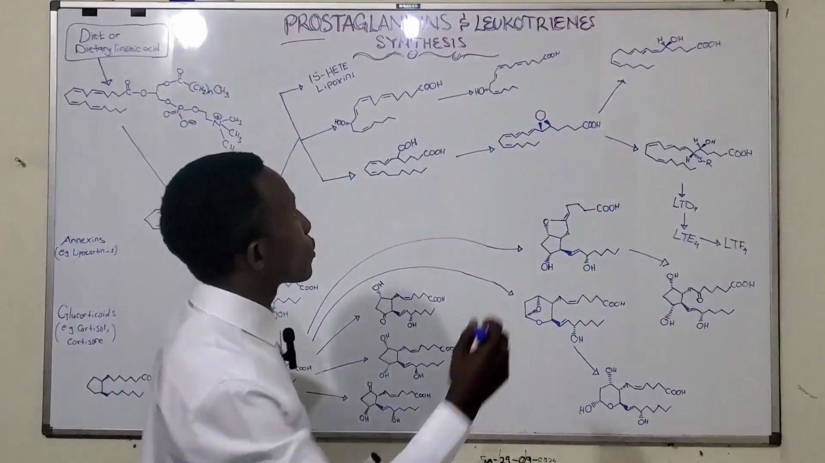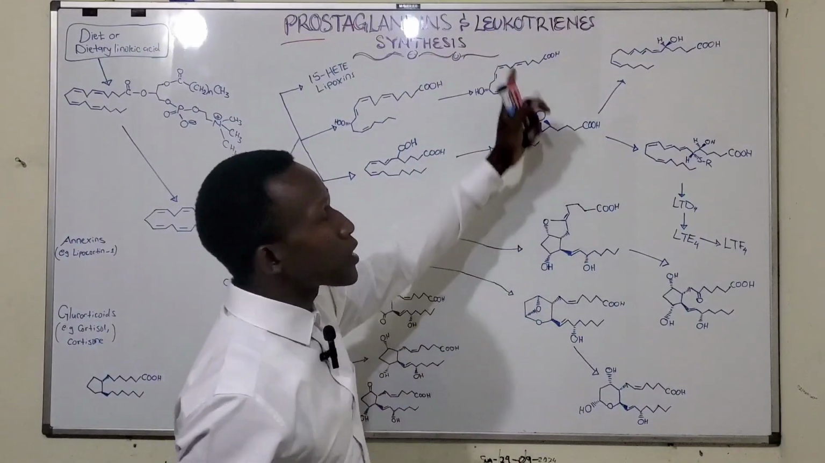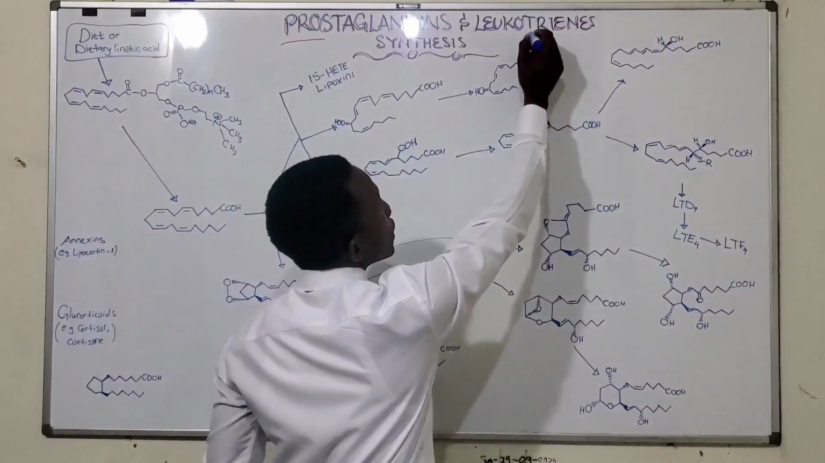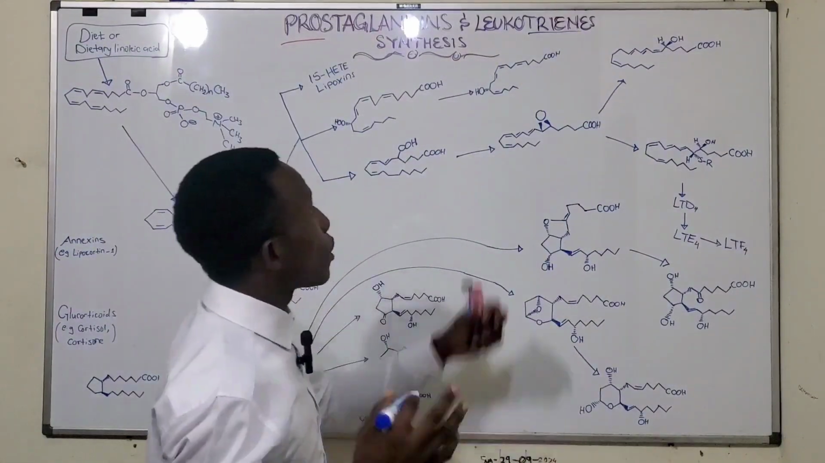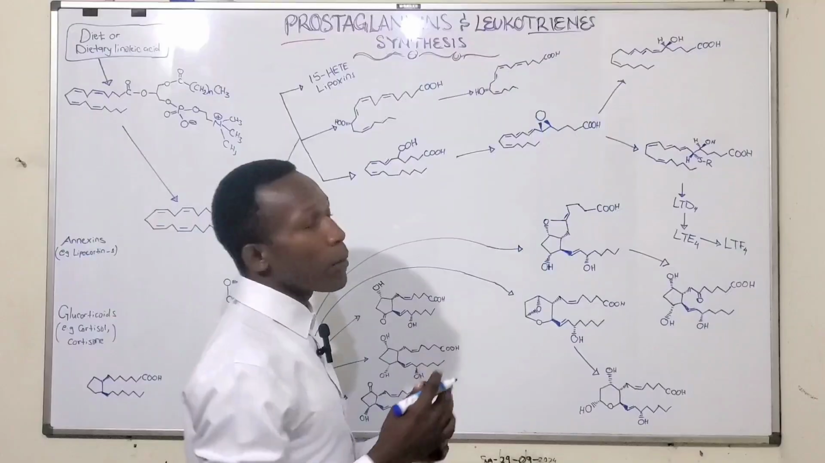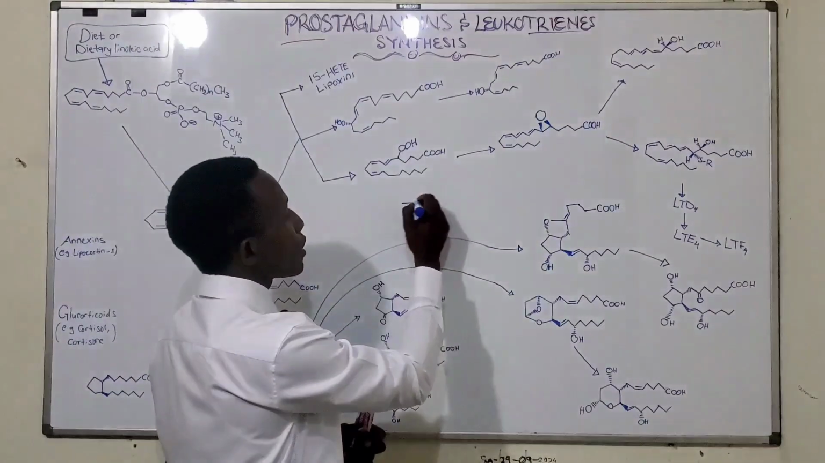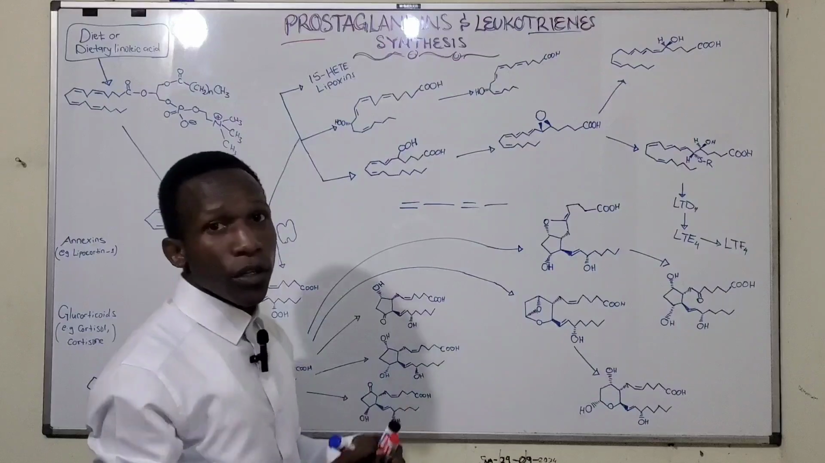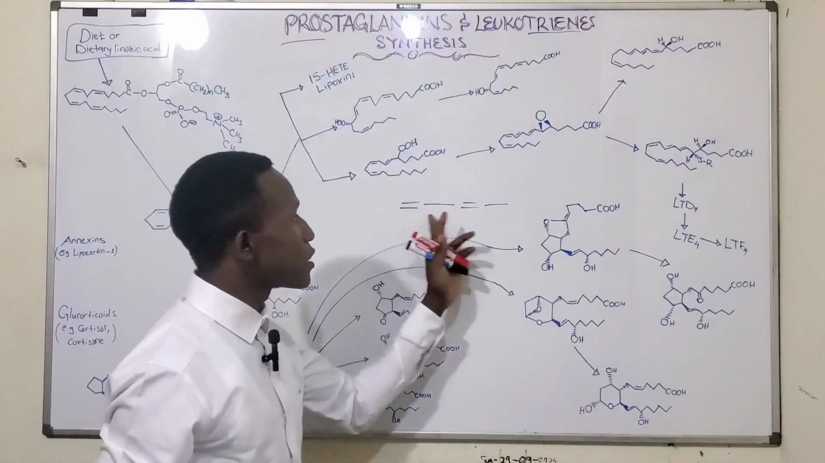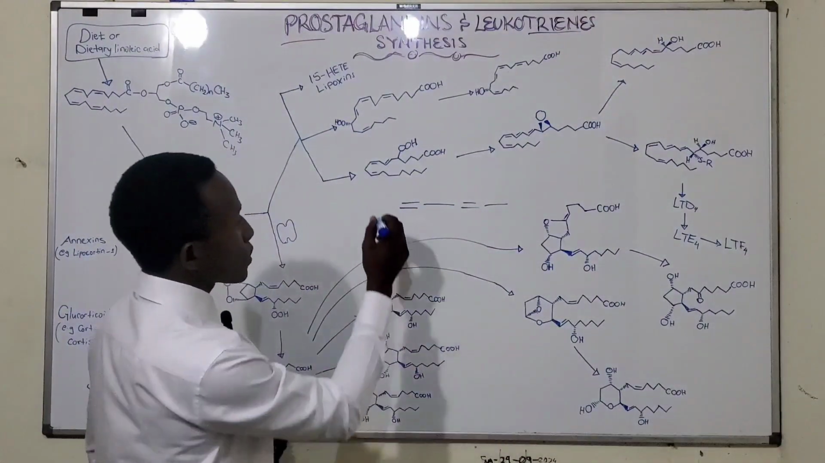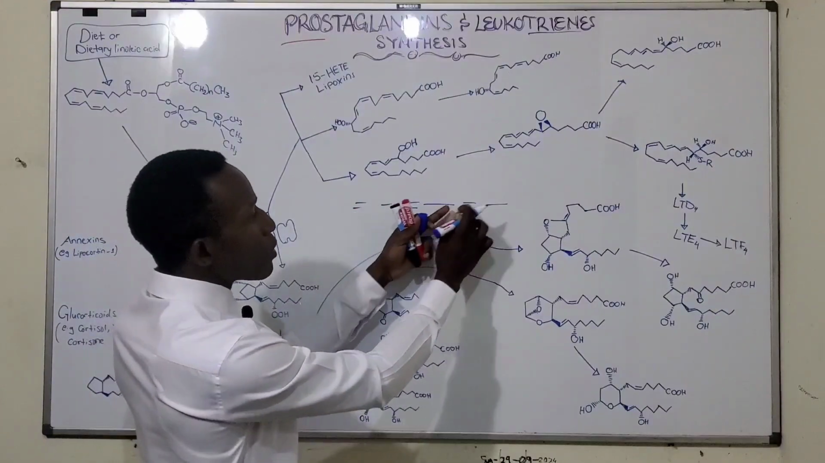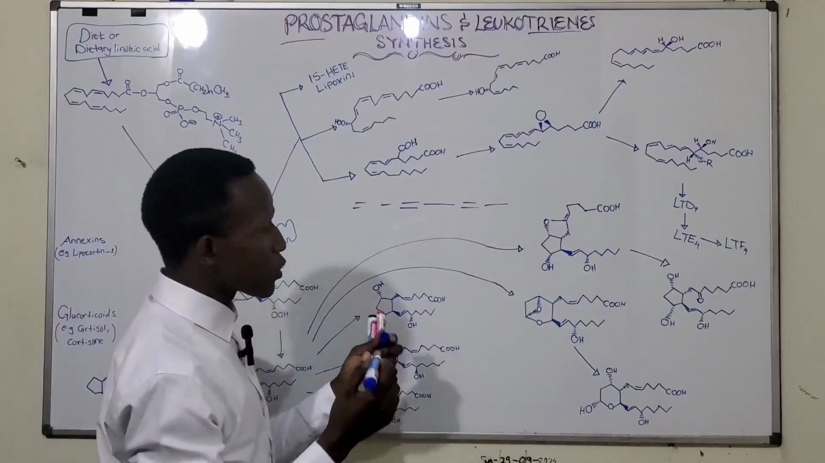Leukotrienes are called leukotrienes because they were first isolated from the leukocytes, and trienes because they have 3 conjugated double bonds. When I talk about conjugated double bonds, it's a double bond, single bond, double bond, single bond. So they have 3 conjugated double bonds. This is the conjugated system: double bond, single bond, double bond, single bond, double bond. 3 of them, as we are going to see.